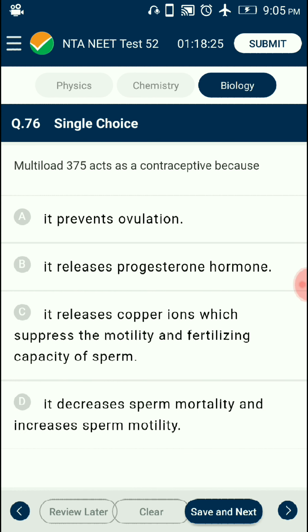Question number 76. Multiload 375 acts as a contraceptive because Multiload 375 is an intrauterine contraceptive device. IUDs are inserted into the uterus and prevent pregnancy and help in population control measures. They function by increasing phagocytosis of sperms within the uterus. The copper ions released by them suppress sperm motility and its fertilizing capacity. In addition to this, the IUDs make the uterus unsuitable for implantation and also the cervix hostile to the sperms. So the answer is option C. It releases copper ions which suppress the motility and fertilizing capacity of sperms.